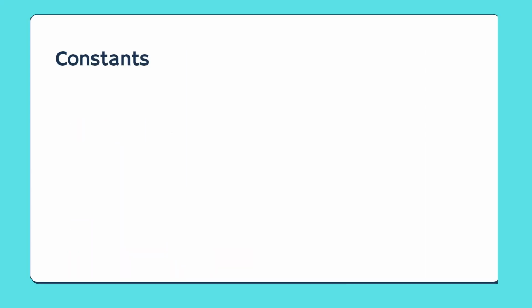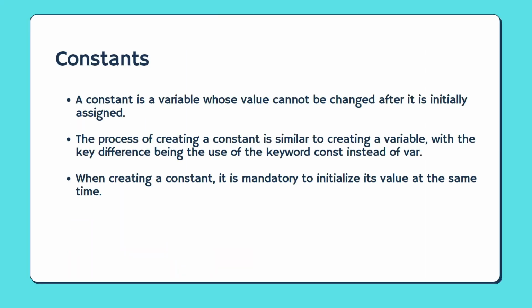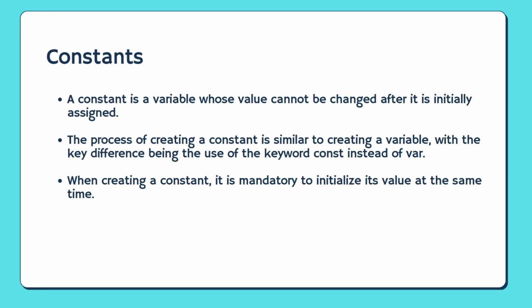Constant. A constant is a variable whose value cannot be changed after it is initially assigned. The process of creating a constant is similar to creating a variable, with the key difference being the use of the keyword const instead of var. When creating a constant, it is mandatory to initialize its value at the same time.